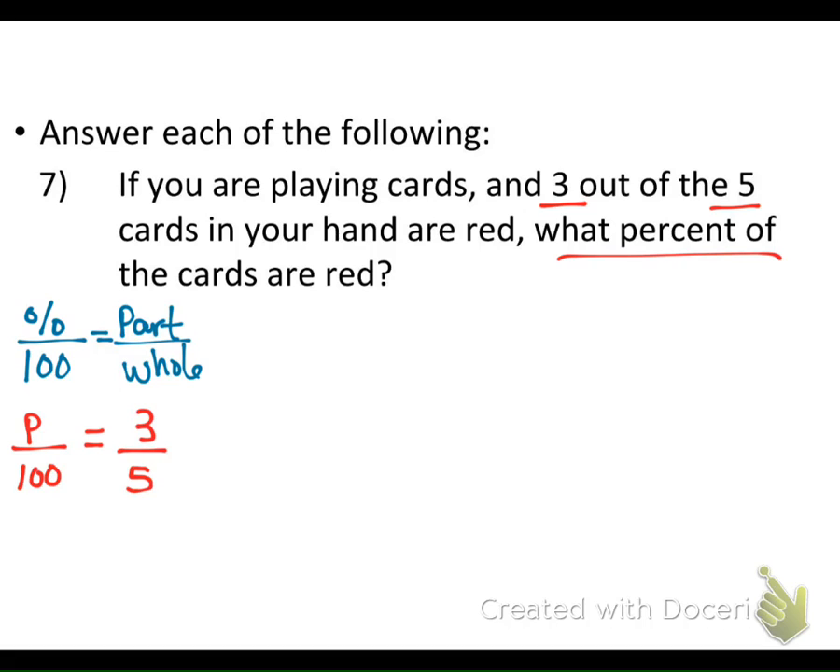So if we're trying to find what percent of the cards are red, you guys remember how to cross multiply? Who can tell me how to cross multiply? Kelly? So we're going to go from the top times the bottom. So what's P times 5? 5P equals, then I'm going to multiply my 100 times 3. So I'm crossing it. What's 100 times 3? 300.